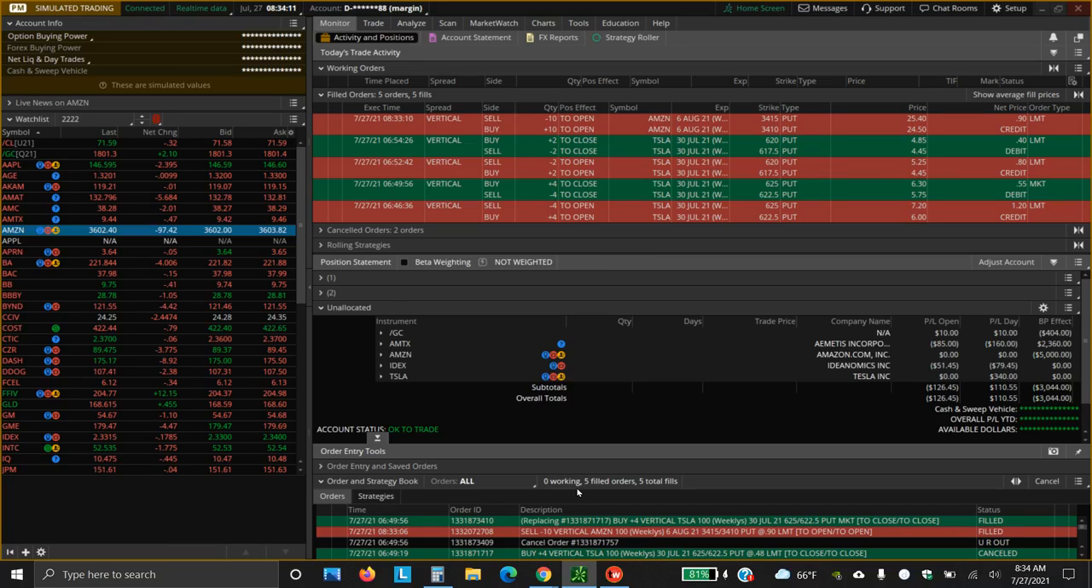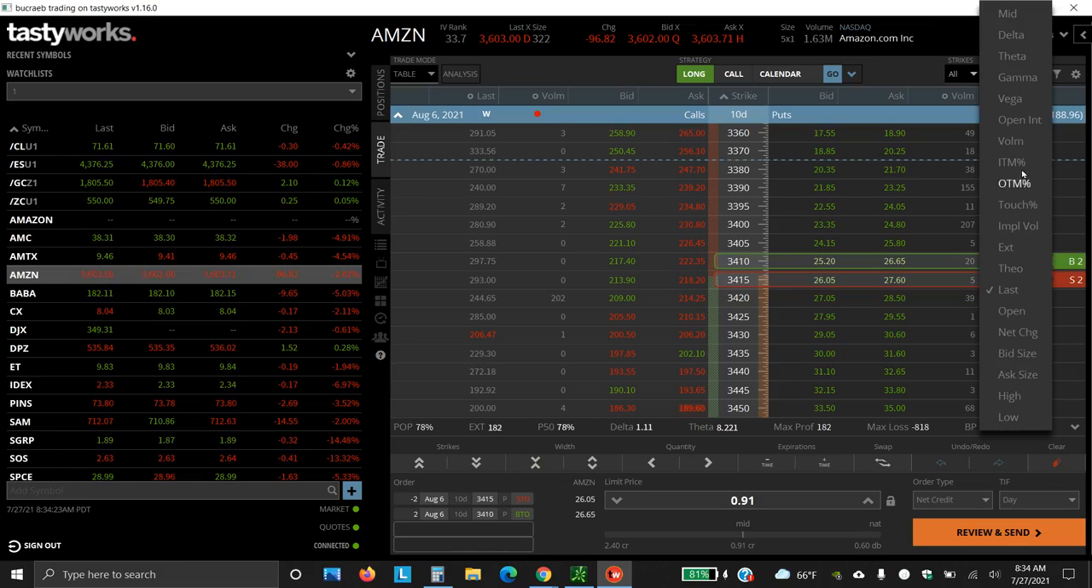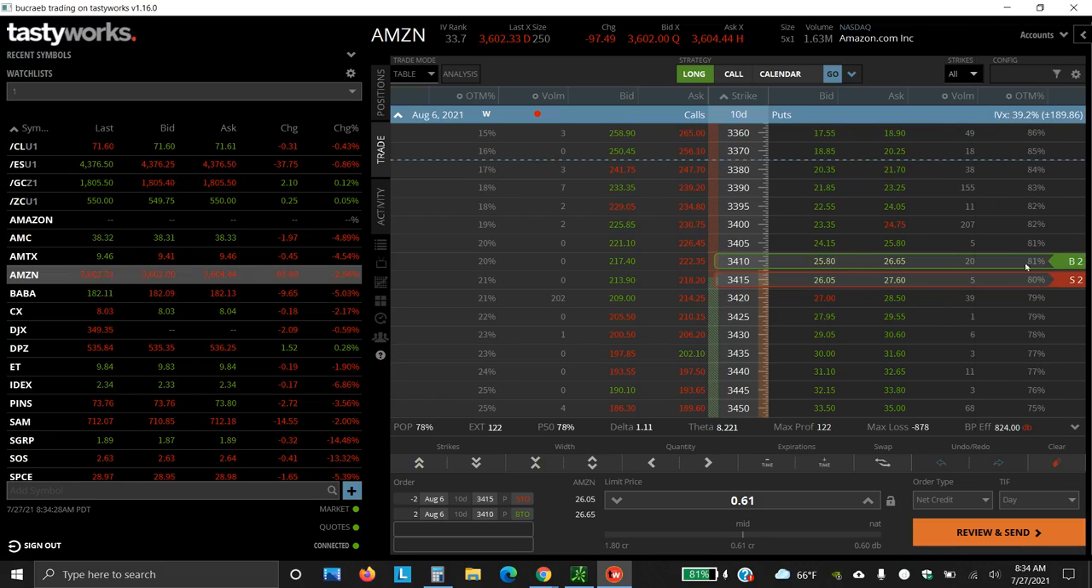But we have to make sure the stock stays above 34.15. And based on statistics, if we go out of the money here, we have an 80% chance, right? According to the current odds, it's sort of like horse racing odds, where people bet on certain things and the odds go up and down. Right now, the odds are 80% chance that this is going to be a winner, right?